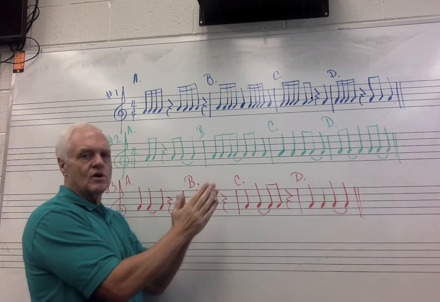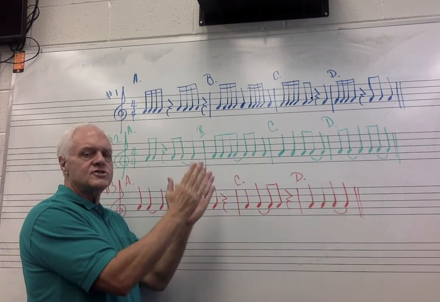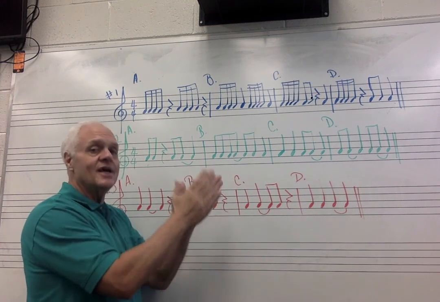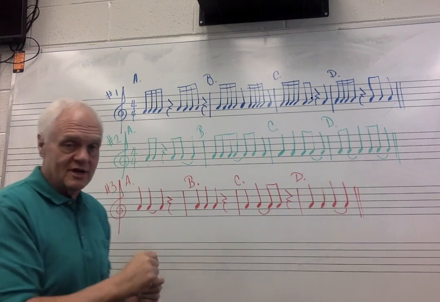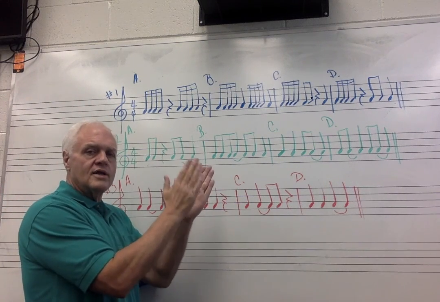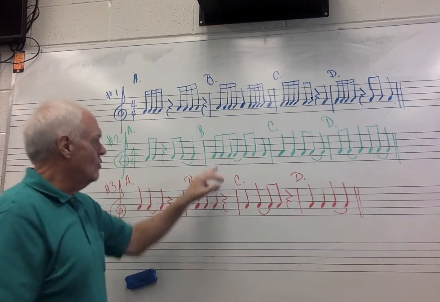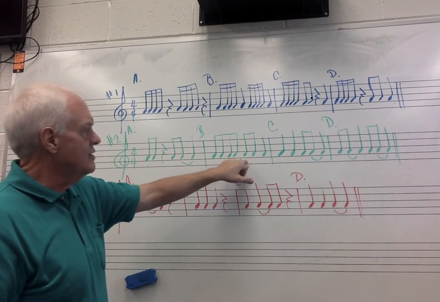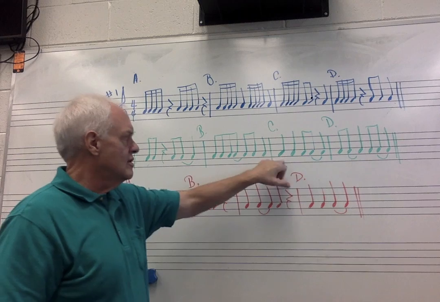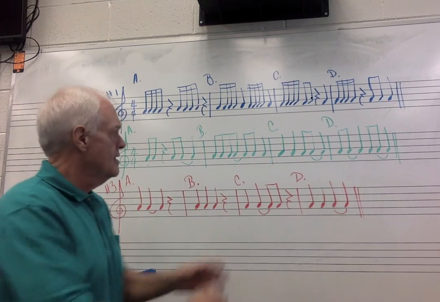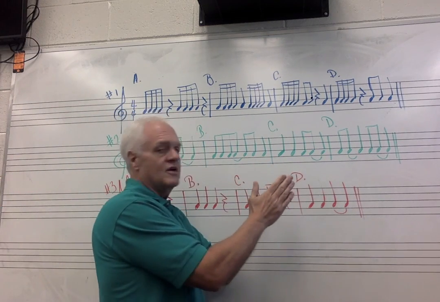Let's do it a little slower. 1 and 2 and 3 and 4. I'm going to do it one more time. 1 and 2 and 3 and 4. 1 and 2 and don't clap on 3 and 4. Let's do C. Do it twice if I don't mess up.